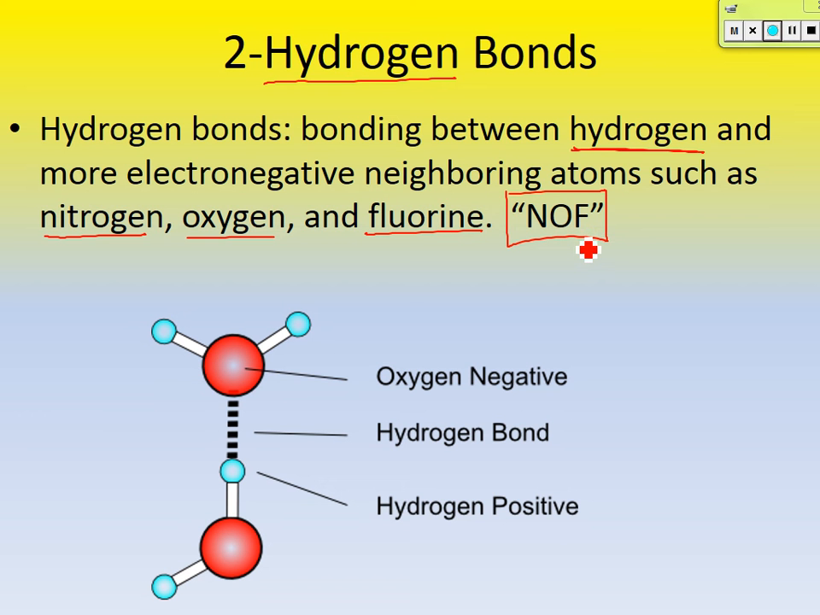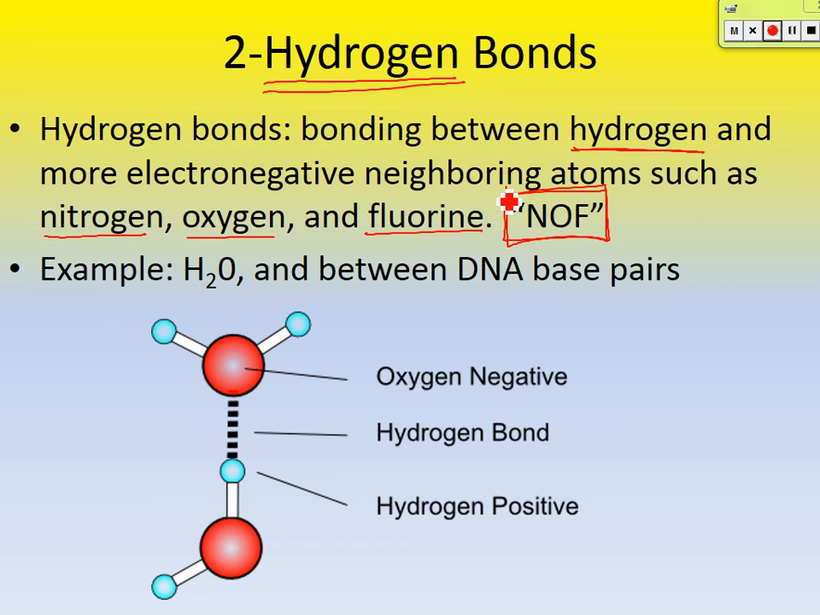NOF stands for nitrogen, oxygen, or fluorine. Now, if you look at the periodic table, everyone get your periodic table and look at it. Where is nitrogen, oxygen, and fluorine? What do you notice about those 3 elements? They're right by each other, 7, 8, and 9. I would like you to outline these 3 elements, nitrogen, oxygen, and fluorine, on your periodic table so that we can remember NOF. And then also outline hydrogen. So with hydrogen bonding, obviously you need a hydrogen. But you've also got to have one of these, a nitrogen, an oxygen, or a fluorine.